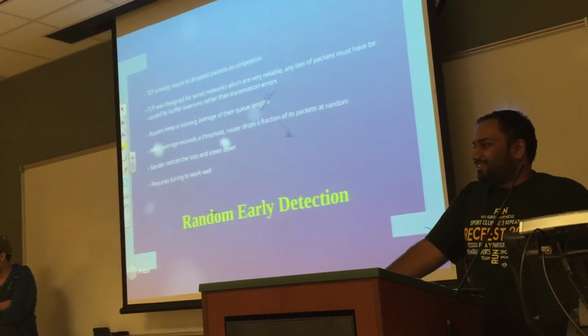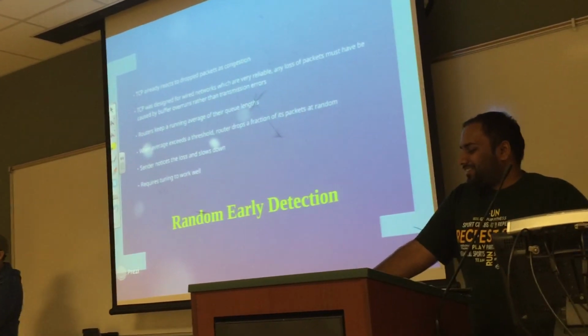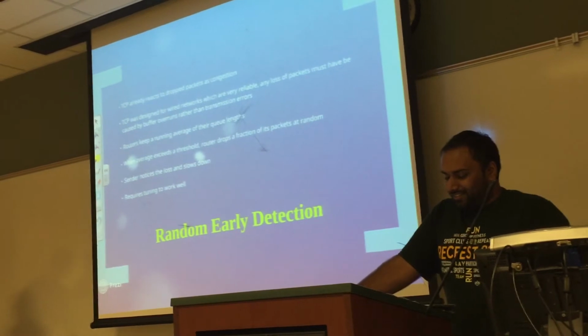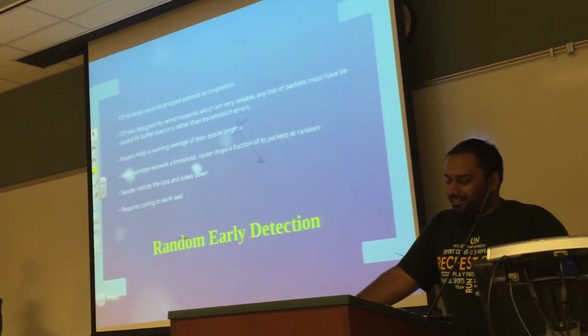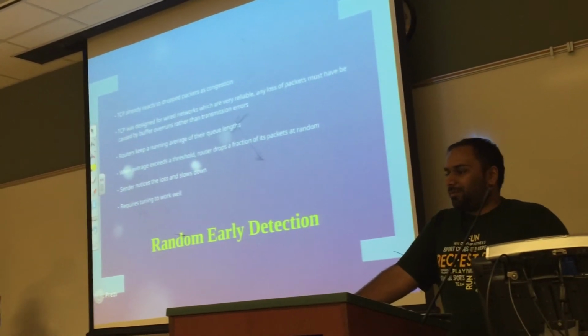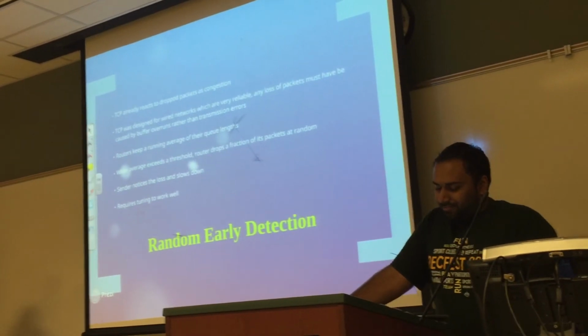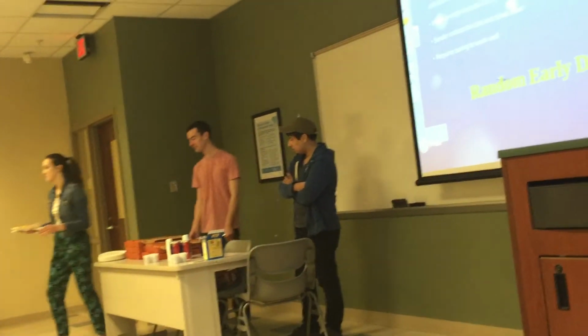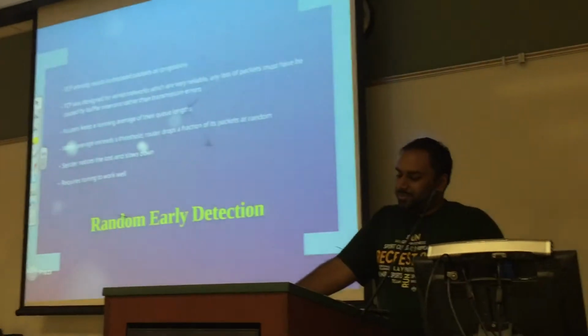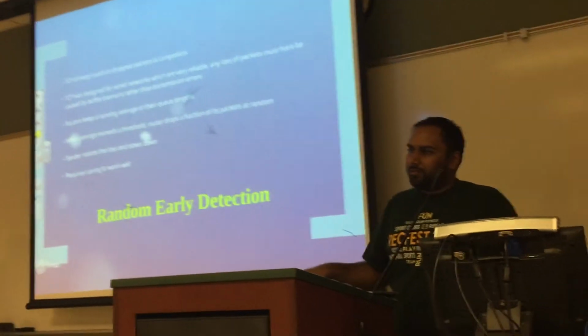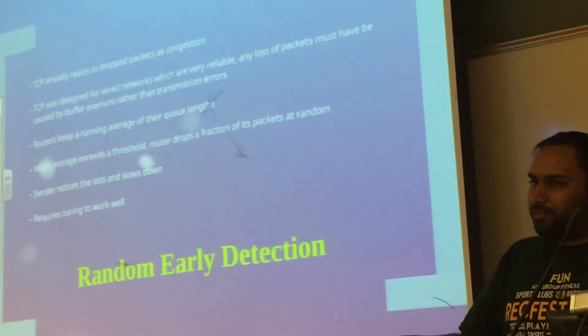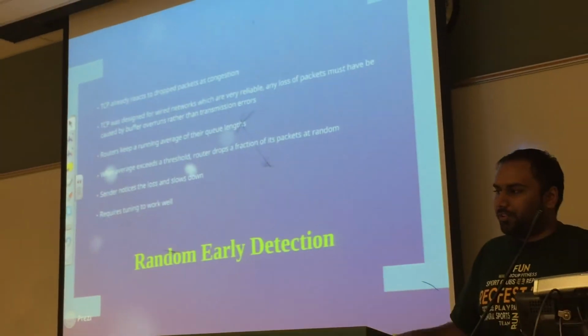Like choke packets, the moving average is determined by that equation. If it exceeds the threshold, it starts random early detection by dropping packets. The sender would notice the drop, and the TCP protocol would kick in and start retransmitting the packets and slowing down the transmission. You need to tune the threshold for this to work properly, or for it to work well.